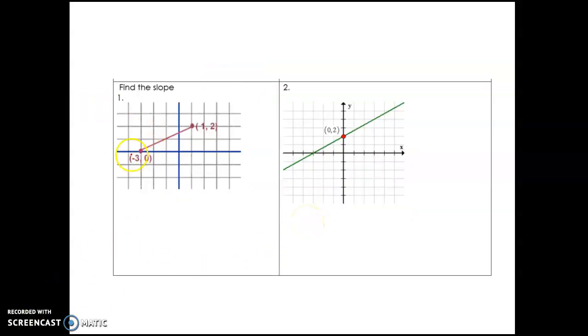Okay, so if I want to find the slope here, I've got my 2 dots, and I'm going to make my slope triangle.